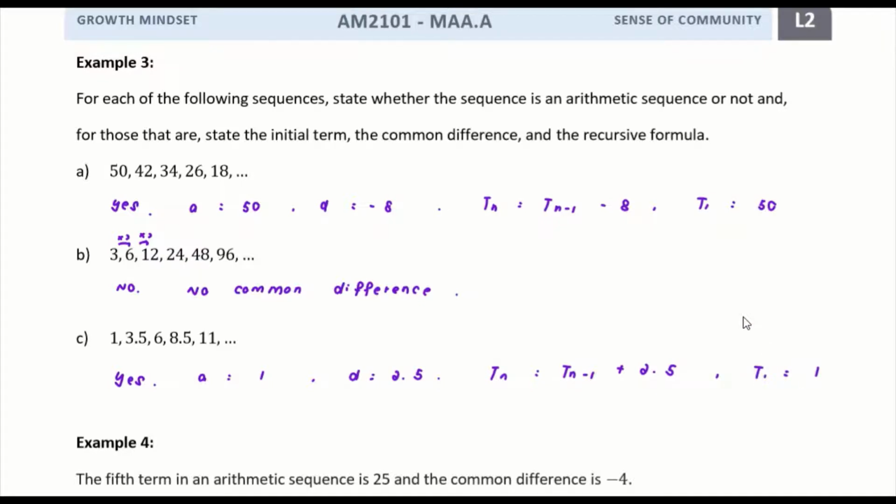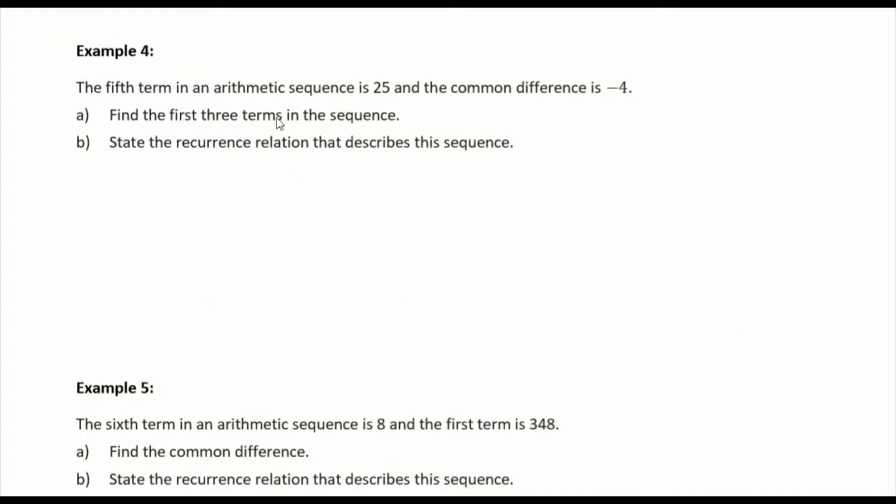Okay, so example 4. Given an arithmetic sequence, the fifth term is 25 and the common difference is 4. So question 1 is to find the first 3 terms in the sequence. Okay, so this is not difficult, as long as you understand what an arithmetic sequence is. So imagine that we have term 1, term 2, term 3, term 4, and term 5.